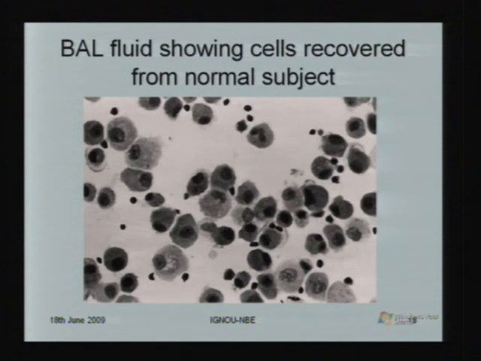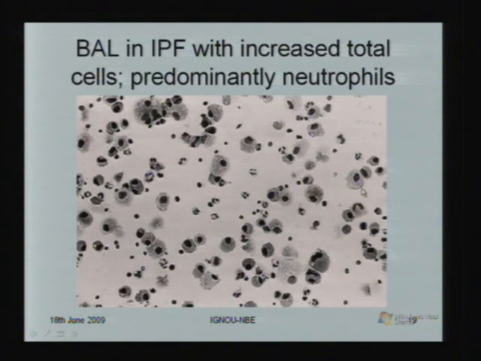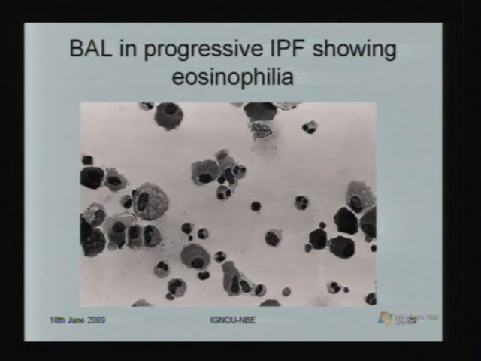Now, this is a smear from BAL fluid which shows cells recovered from a normal subject. You can see the cells are mainly pulmonary alveolar macrophages. On the other hand, this is BAL fluid from IPF with an increased total number of cells, and the predominant cells happen to be neutrophils. You can see the multi-lobulated nuclei of the neutrophils. And then BAL in progressive interstitial pulmonary fibrosis shows eosinophilia. You can see the spectacle-shaped nuclei of eosinophils present in BAL fluid intermixed with pulmonary alveolar macrophages.